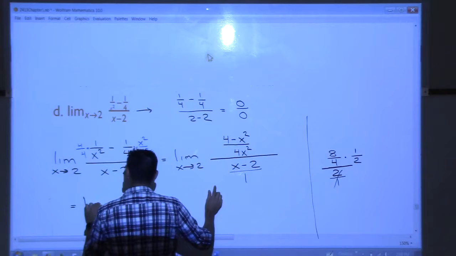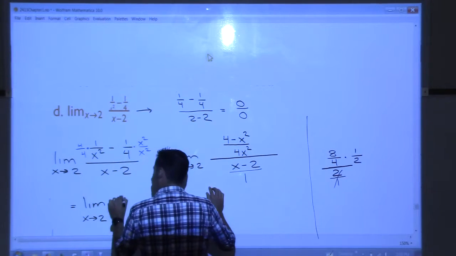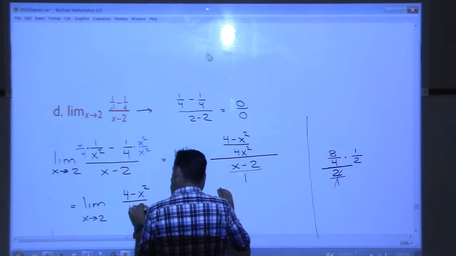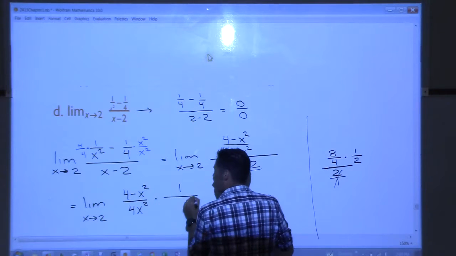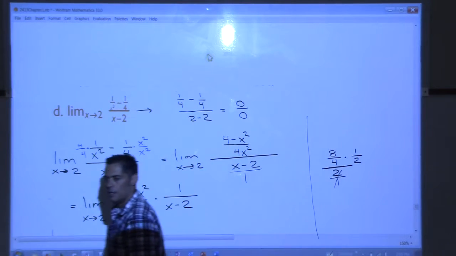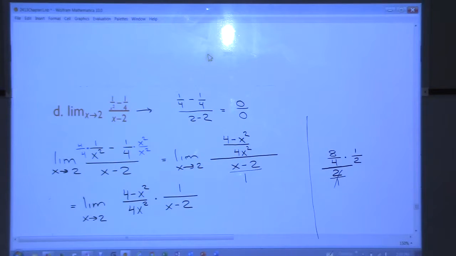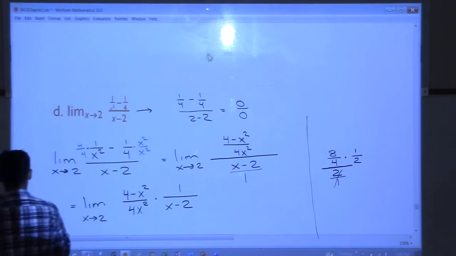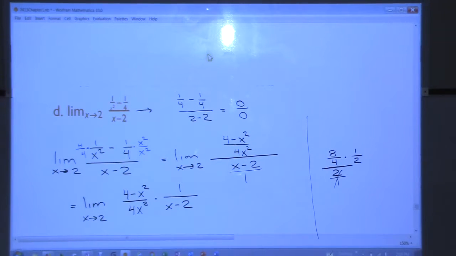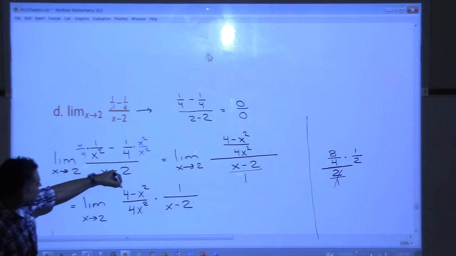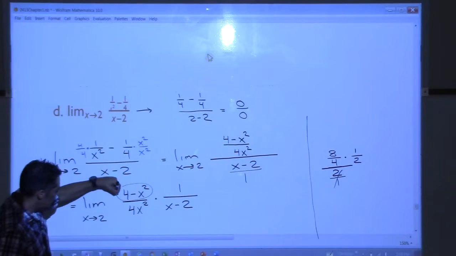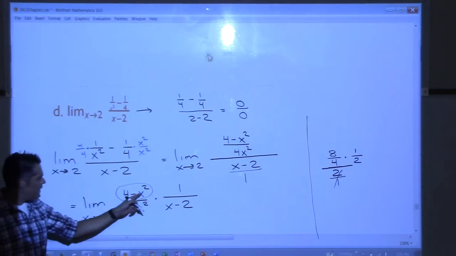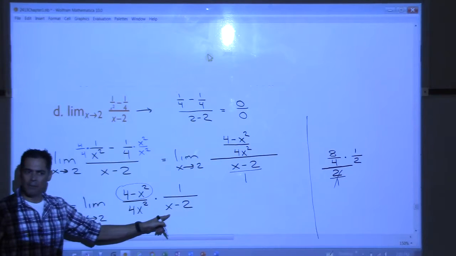So we have a limit, right? Still have a limit. I have 4 minus x squared over 4x squared, and then I'm multiplying that now by 1 over x minus 2. All right, I'm still just following orders up here. I've done what you've requested. Now what? 4 minus x squared. This is a difference of squares, right? It is. So if you factor that, it should cancel that. If I factor this, I think it might help get rid of this, right?